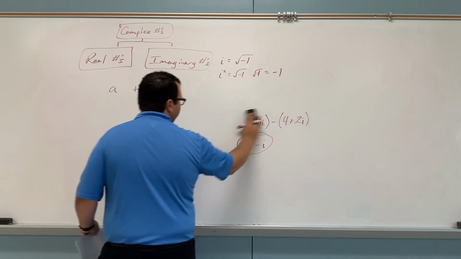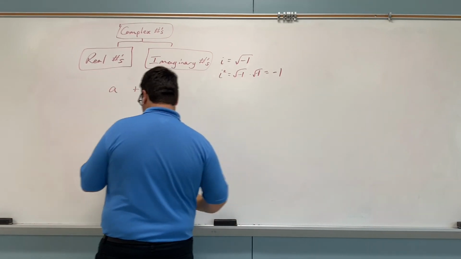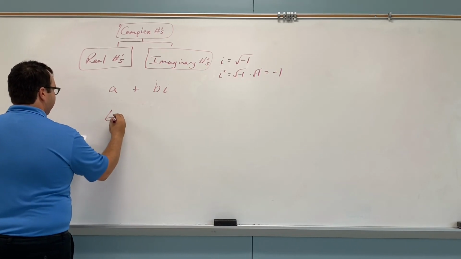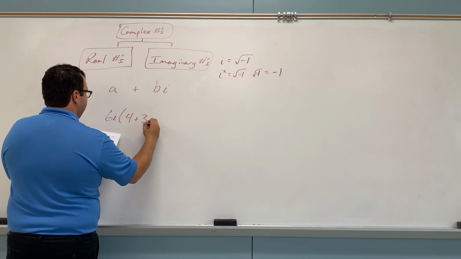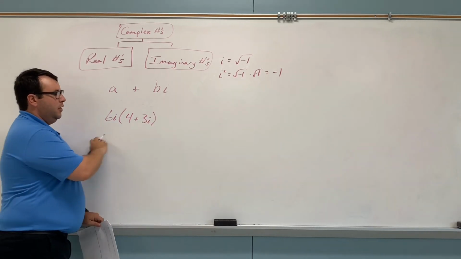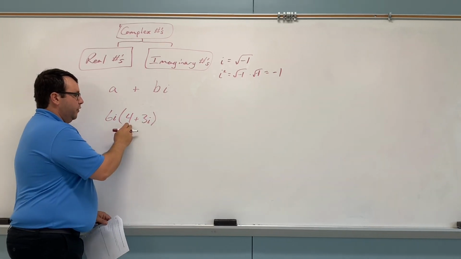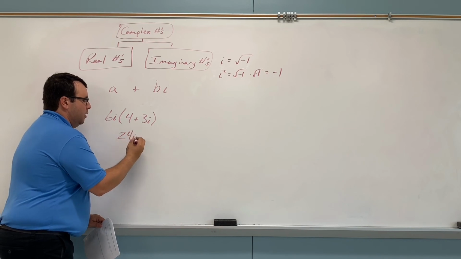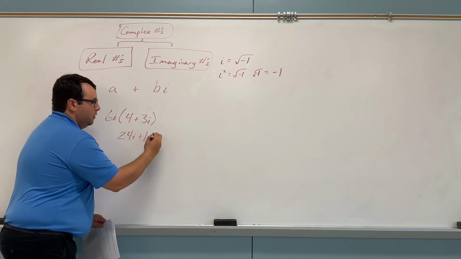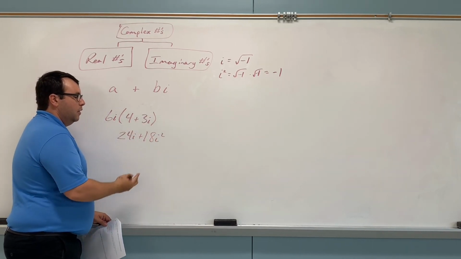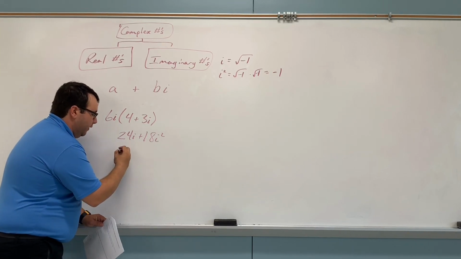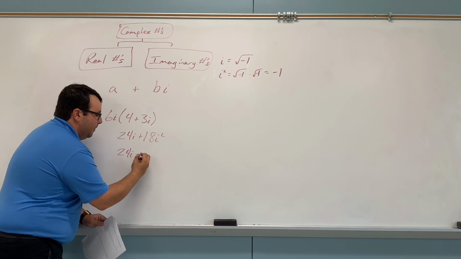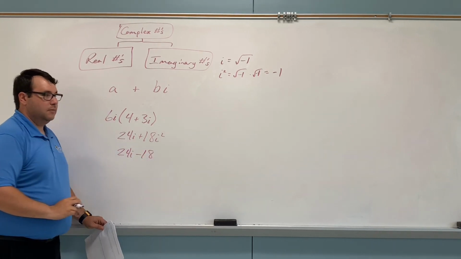Again, very similar to what you've been doing already. So if I have 6i, for example, and I'm multiplying against 4 plus 3i, you can simply distribute. This gives you 24i plus 18i squared. But i squared is a real number. That's negative 1. So that's like 24i minus 18.